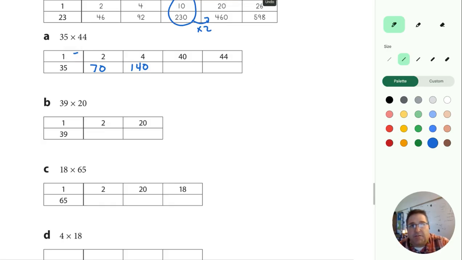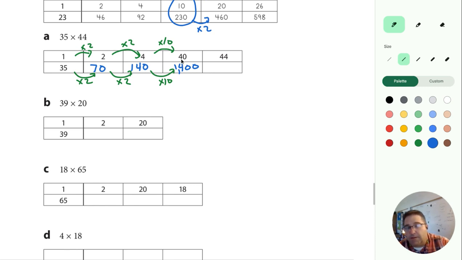So we started by doubling. And then we doubled again, right? But now to go from 4 to 40, we multiplied by 10. Then whatever we do on the top, we got to do the bottom, right? So we doubled 35 to get 70. We doubled 70 to get 140. And now we're saying times by 10. That's going to be 140 with a 0 behind it, or 1,400.